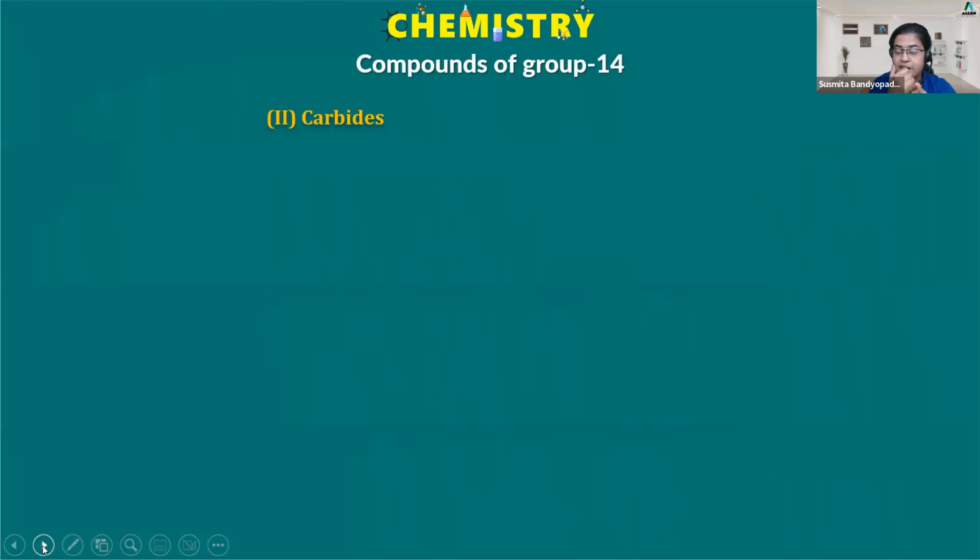The first type is when carbon will react or combine with metals like calcium or aluminium or magnesium. These carbides, yeah, I'll show you. This should be registered here. Students, which carbide on hydrolysis produces methane gas? Which carbide on hydrolysis produces methane gas? Aluminium carbide as well as beryllium carbide.